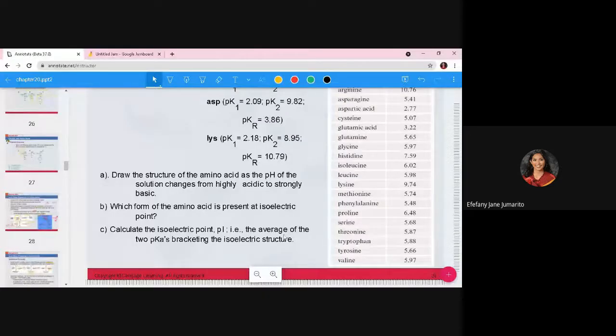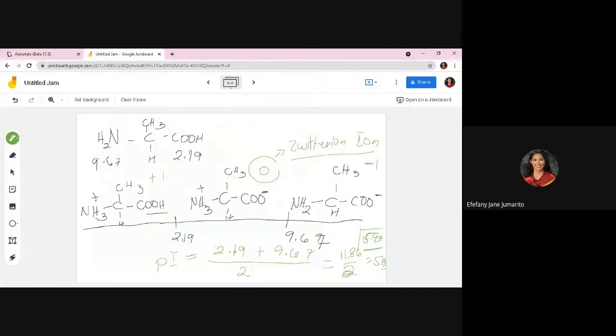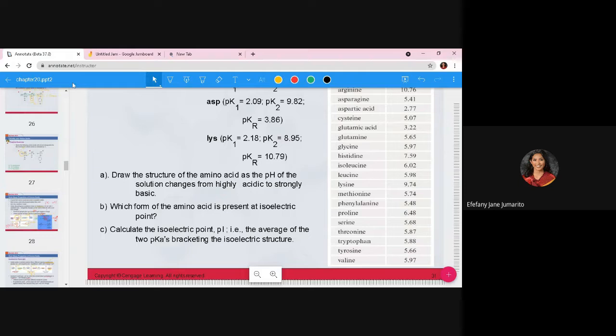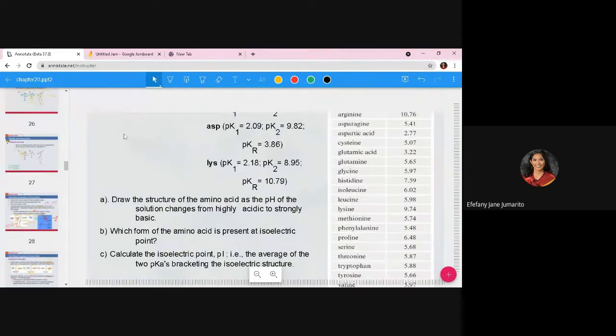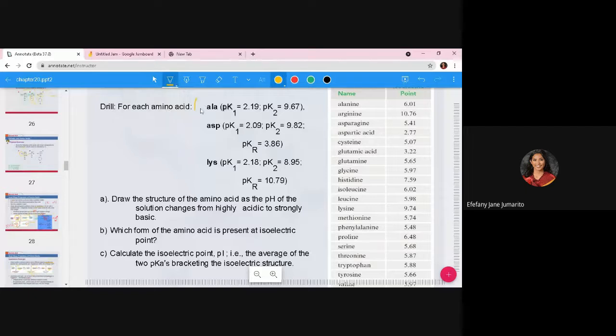Now letter C, calculate the isoelectric point: the average of the two pKa's bracketing the isoelectric structure. So it's the average of where your isoelectric structure sits, in the center. pI is equal to 2.19 plus 9.67 divided by 2. pI is 5.93. Okay, let's answer number 2.